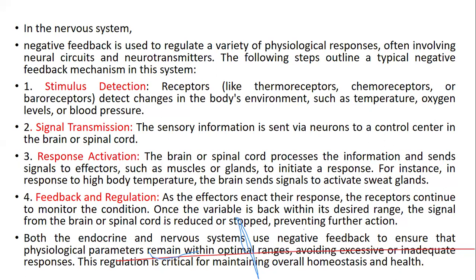So once they have detected them, then they are going to cause an impulse to be sent to the brain or spinal cord. So when it goes to the brain, then the brain interprets what impulse has been sent, and then it sends a signal or an impulse to the effectors, which in this case could be muscles or glands, to cause a response.